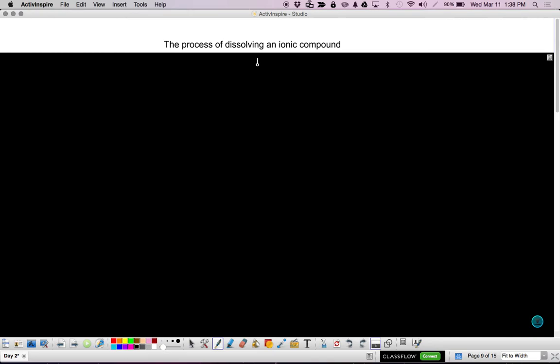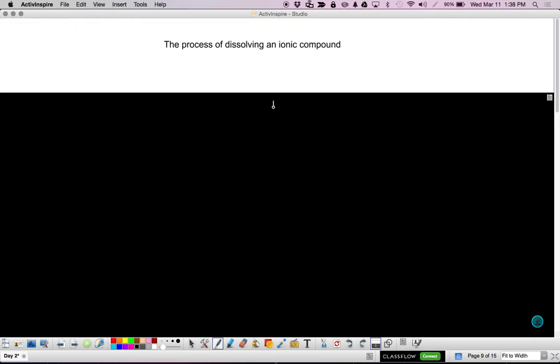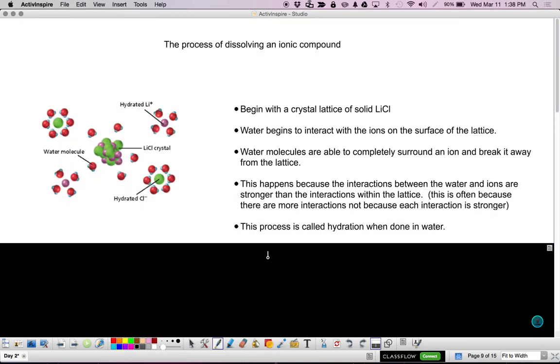For this, I'm going to take an ionic compound, and ionic compounds make pretty good model systems for this. So here I have lithium chloride. I'm going to begin with a crystal lattice, you should remember, of solid lithium chloride. I'm going to drop that in water. Now water begins to interact with the ions on the surface of the lattice.